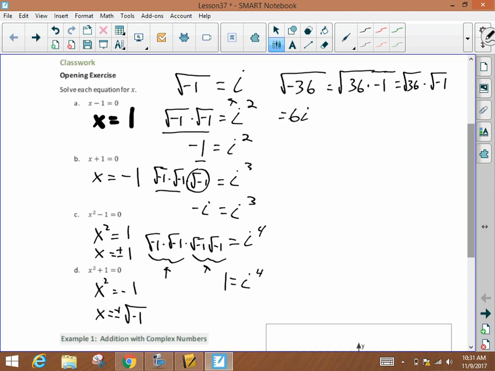Okay, so what is i to the fifth power then? It is square root of negative 1 times square root of negative 1 times square root of negative 1, and I run out of room. I go this way: square root of negative 1, square root of negative 1, square root of negative 1. So what is this? Eventually we'll come back to i.